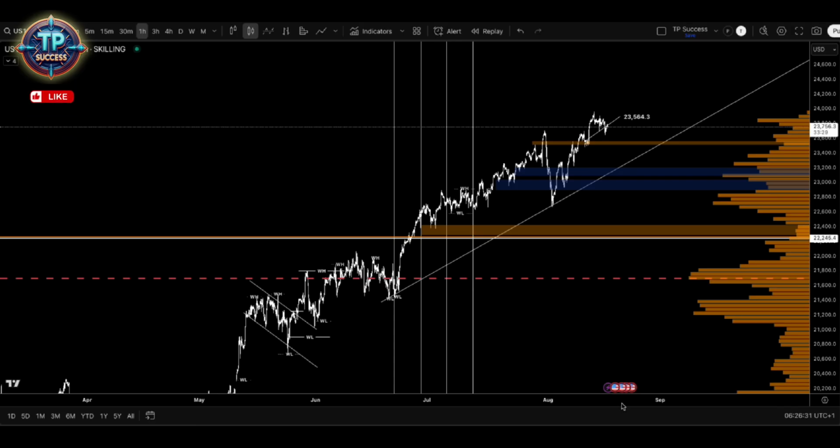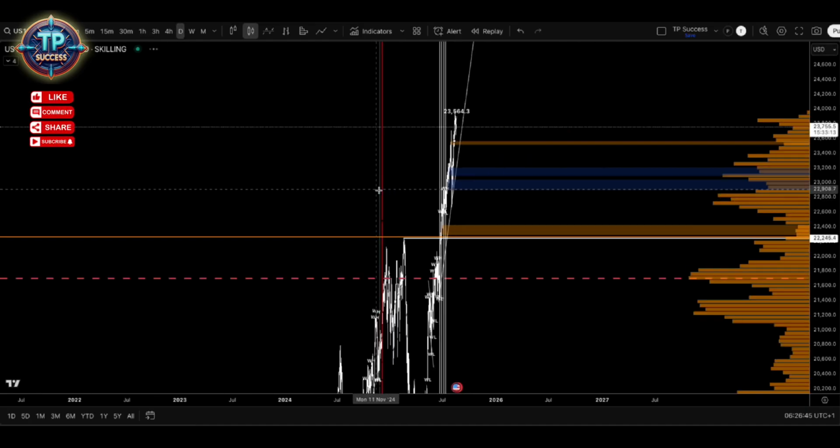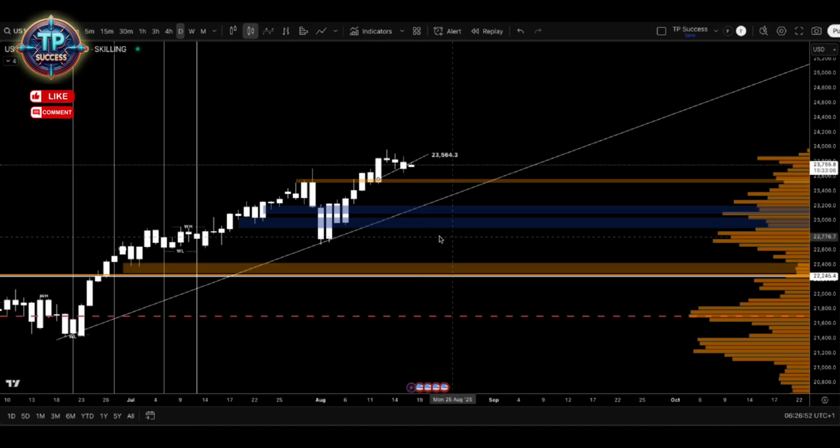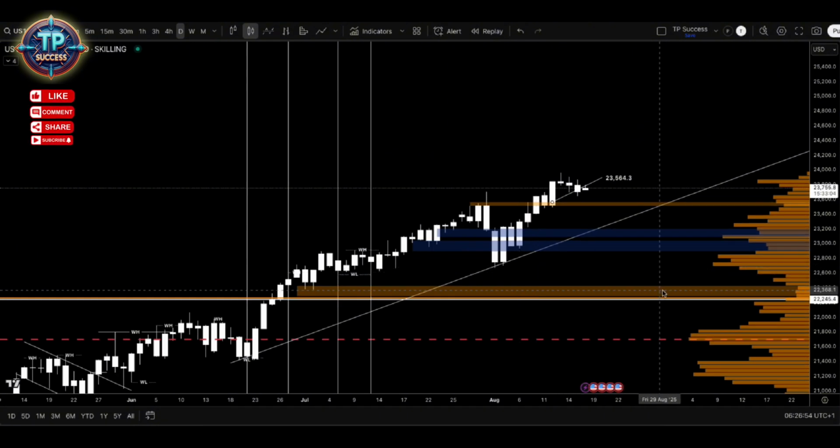NASDAQ 100. Right, we're going to pick up from where we left off on the last analysis that I did on the NAS 100, based on what I thought was going to be taking place in the market. Currently we're in the wrong view, so let me go into the day view, because that is the best view for us, and let's have a look at what we've got happening right now.